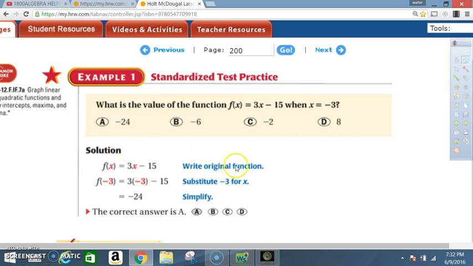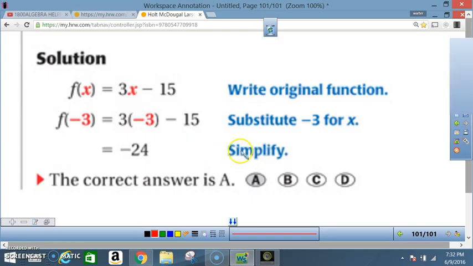Solution. Write the original function: f of x is equal to 3x minus 15. They say that x is equal to a negative 3. That means every place we see an x in our function notation, we're going to put a negative 3. So it becomes f of negative 3 is equal to 3 times negative 3 minus 15. And then we do our basic math, which just means we simplify. 3 times a negative 3 is a negative 9, minus 15. So negative 9 minus 15 is a negative 24. So the correct answer is A.